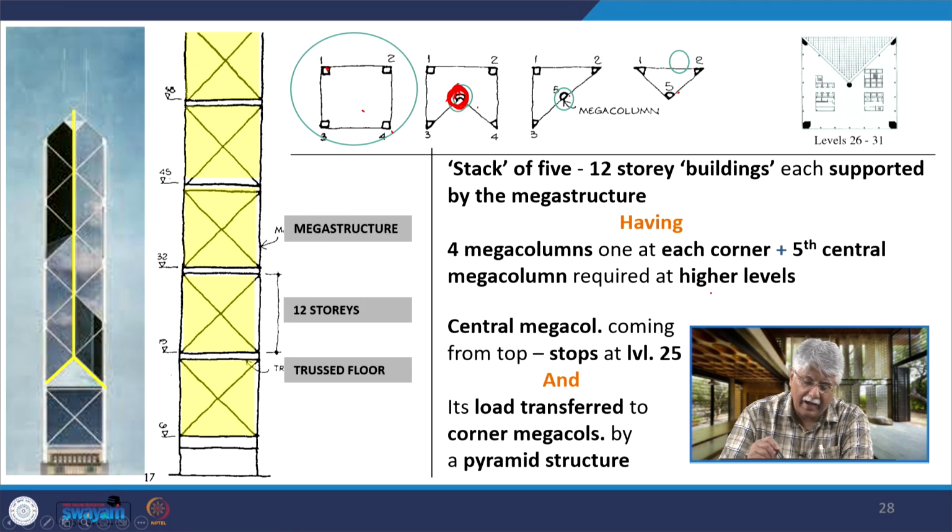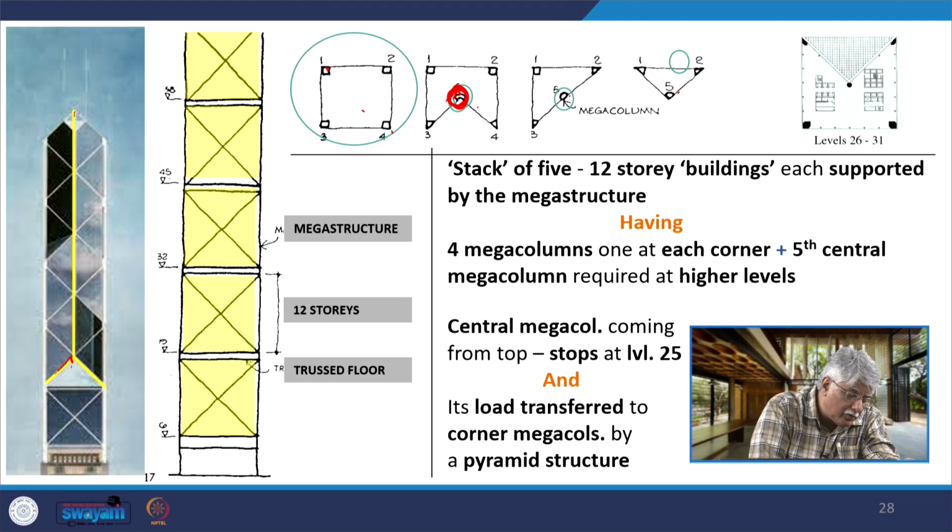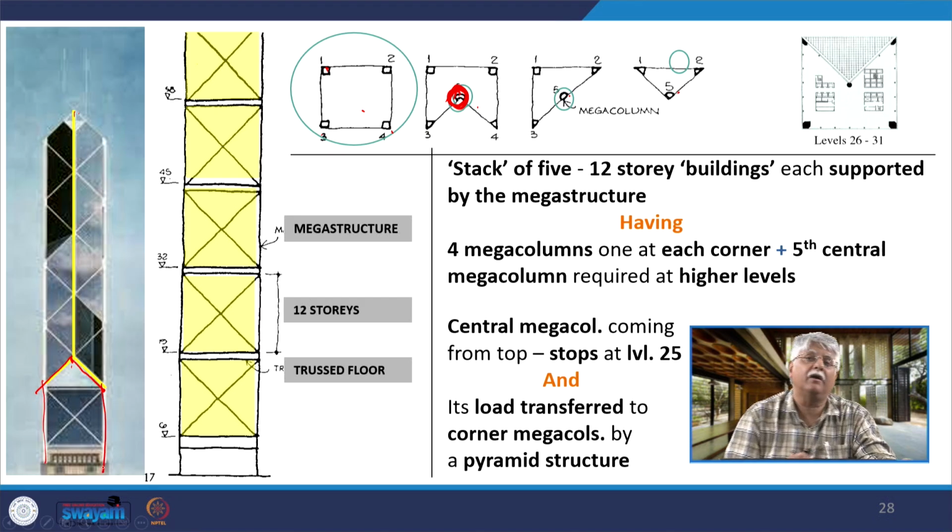So when we have the central mega column, if you look at it here in this picture, this is the central mega column coming from the top. It stops at level 25 and then it disperses its load by these two diagonals towards the side, and then the load is transferred downward by the corner mega column. So this is carrying the load from the top down all the way till level 25.